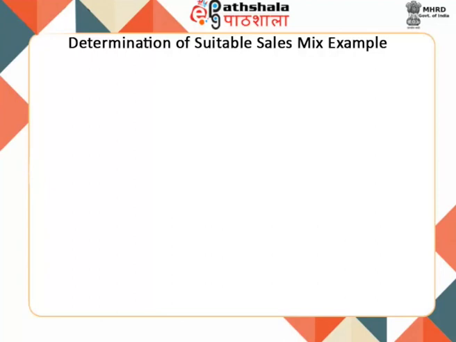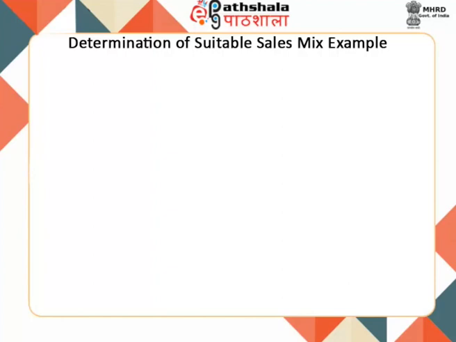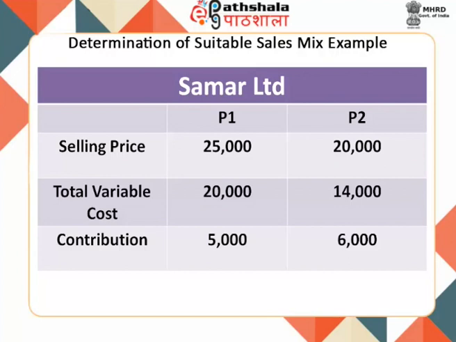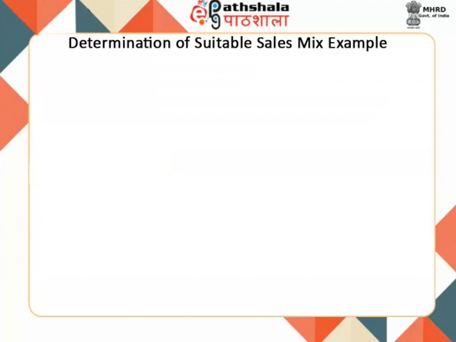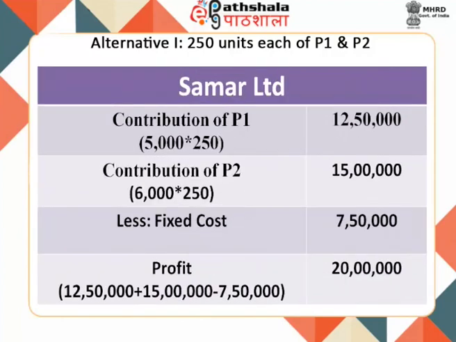Let us first work out the variable cost statement per unit for each product. After adding direct material, direct wages, and variable overheads, we arrive at the total variable costs for both the products such that TVC for P1 comes out to be 20,000 and 14,000 for P2. After subtracting this TVC from the selling price, we get the contribution of rupees 5,000 for P1 and rupees 6,000 for P2. Now that we have computed the relevant per unit data for both the products, let us evaluate each of the alternatives. For alternative 1, we have 250 units of P1 and 250 units of P2. We have contributions of rupees 12 lakh 50,000 and 15 lakh for P1 and P2 respectively.